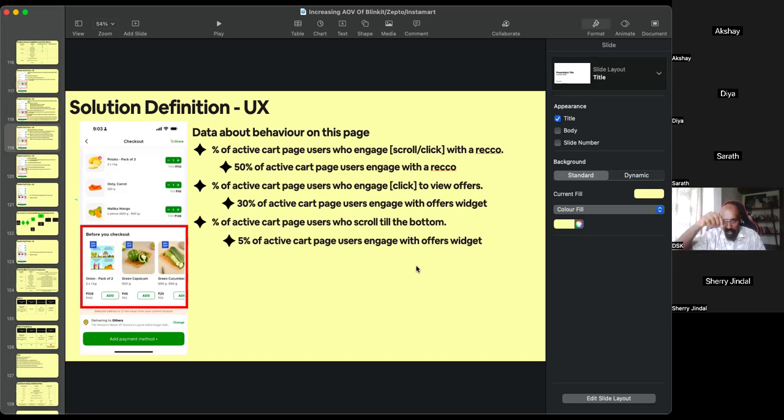To understand. In the case of this problem statement, we definitely want to increase AOV. But why did I come to the cart in the first place? To understand what are the things that I've already added. Right? That is the primary job to be done. So we cannot make that a lesser priority.